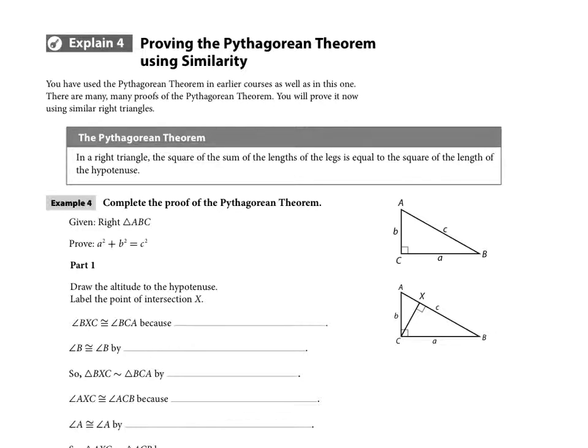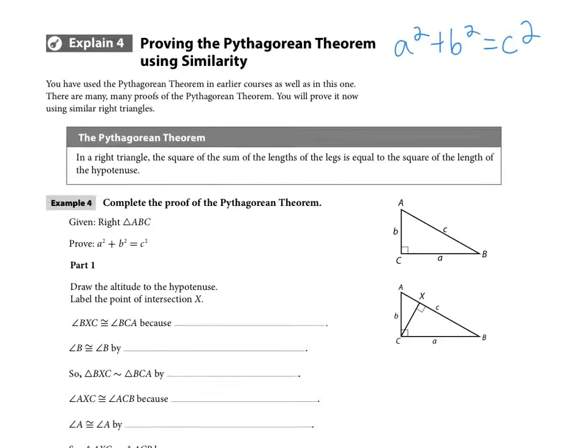All right, explain 4. We're going to be proving the Pythagorean theorem by using these similar triangles. You say Pythagorean theorem is just the Pythagorean theorem. It's a squared plus b squared equals c squared. I've known it all my geometric life. Yes, true, but it actually does come from similarity, and we're going to talk through that right now.